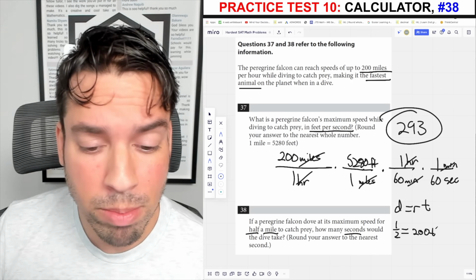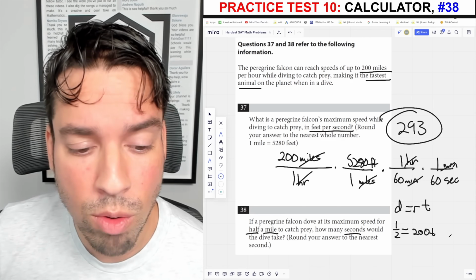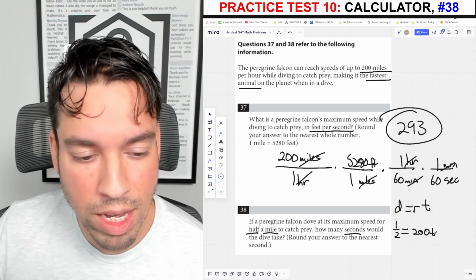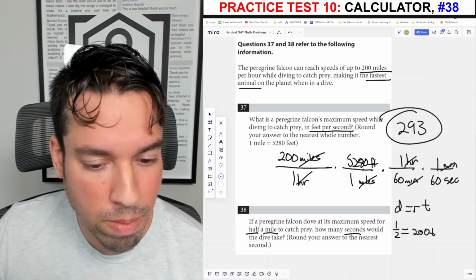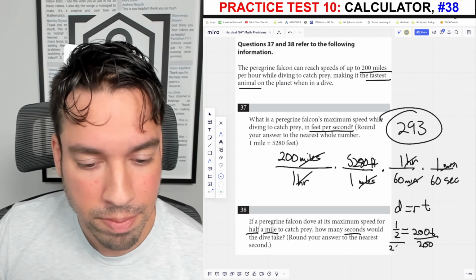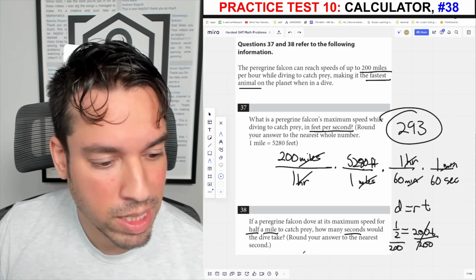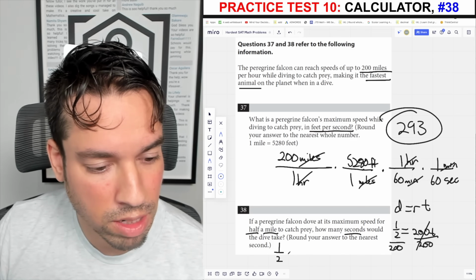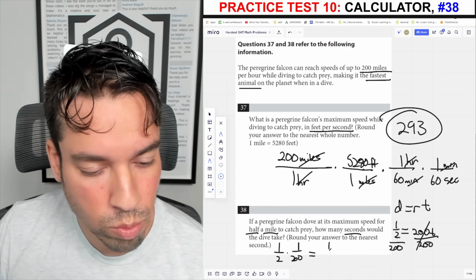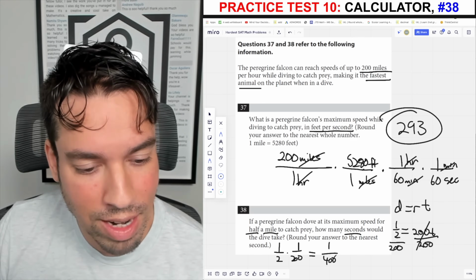The thing you've got to remember is this is going to solve in hours, because it's miles per hour. It's all about the rate. So once we get this value, we have to convert it to seconds, which is no problem. So I'm going to divide both sides by 200. And this is basically the same thing as 1/2 times the reciprocal of 200, which is 1 over 200, which equals 1 over 400. But that's in hours.